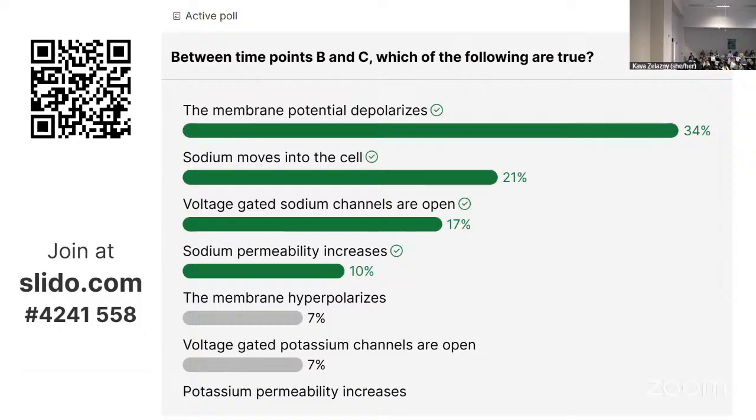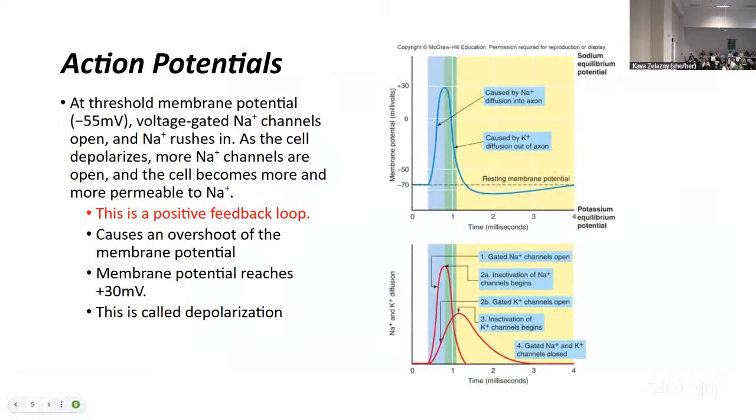Another way of describing the fact that sodium can get into the cell through this open voltage-gated sodium channel is to say that our sodium permeability has increased. We've got more doors in the membrane through which the sodium can flow. So that's what's happening during this first phase of depolarization in our action potential.